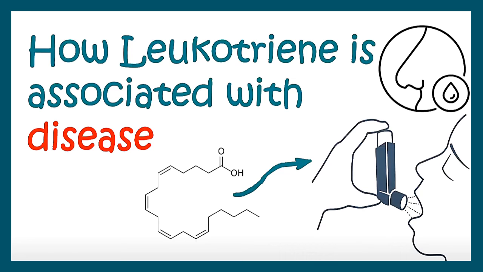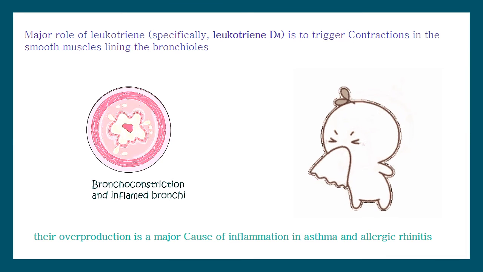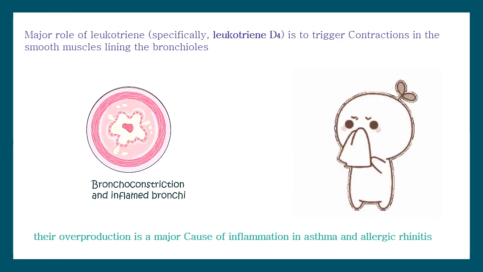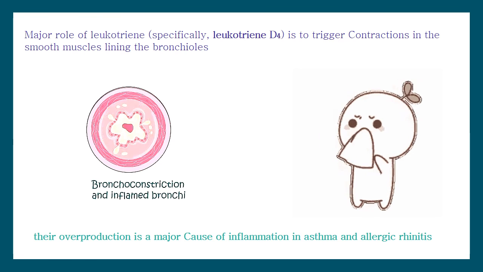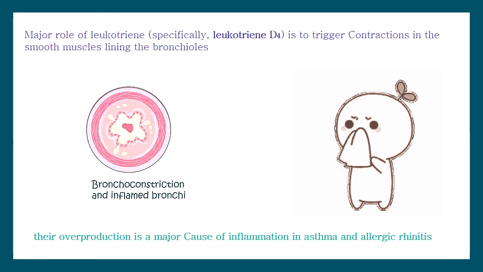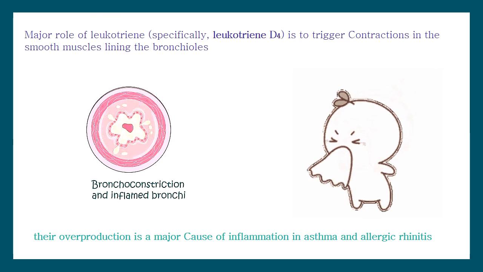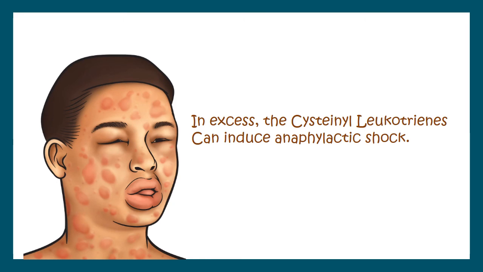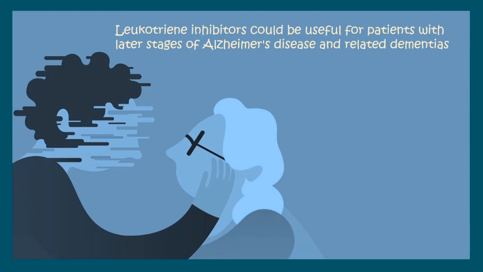Now, how are leukotrienes associated with disease? The major role of leukotrienes, especially leukotriene D4, is to target contraction of bronchioles. Contraction of bronchioles is targeted by leukotrienes, and this is the key underlying feature of rhinitis or asthma-like diseases. Excess of leukotrienes can lead to anaphylactic shock, which is pretty dangerous, right? Finally, recent research has shown that leukotriene inhibitors could be very useful for patients who are suffering from late stage Alzheimer's disease and dementia. Thank you.